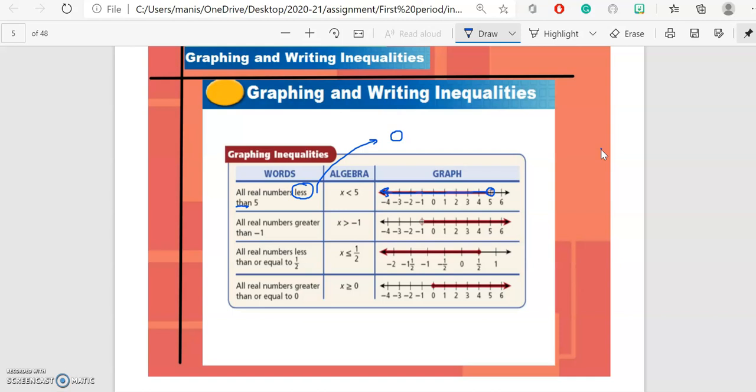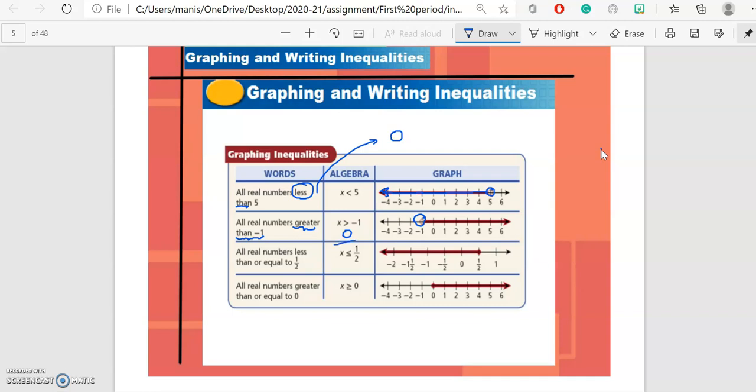Now this one says all real numbers greater than -1. Now this is a negative sign. Greater numbers will be all positive numbers. But the important thing to note is the circle will be drawn as what? Empty circles. I have drawn a circle over here at -1 and went in this direction of the positive numbers.